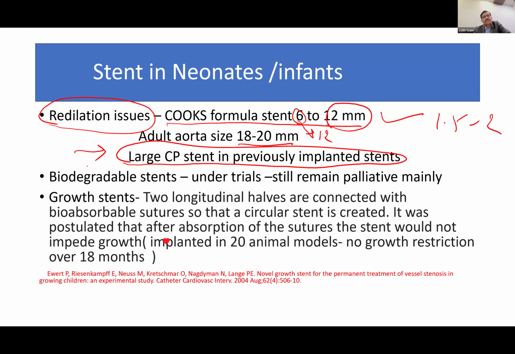Growth stents, where you have two halves of stents and circularly you are using the bioabsorbable part. So in this covered stent, radial strength will go, but the long-term stent will maintain. With age, as the child grows, this will resolve, but this will stay. So the stent may not impede the growth. An 18-month follow-up is available, and there is no growth restriction. This was a 2004 study. Future studies are pending.